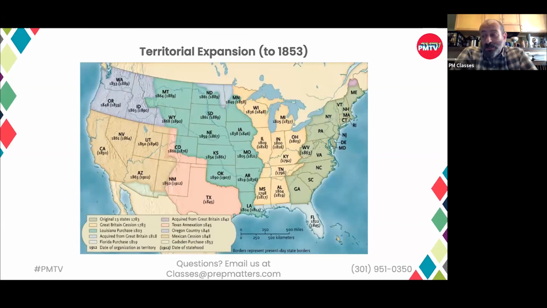Polk also tries to work out a deal to buy California. Mexico refuses to sell California to the United States, and war erupts. And over the next 2 years, the United States and Mexico fight a war. It's the first war where US troops operate on foreign soil.